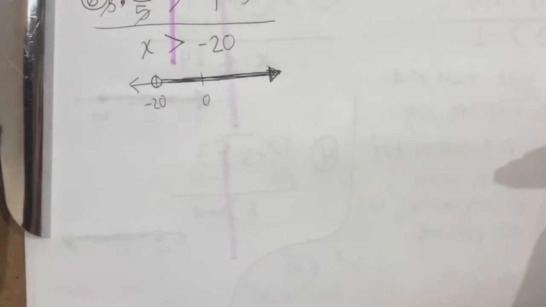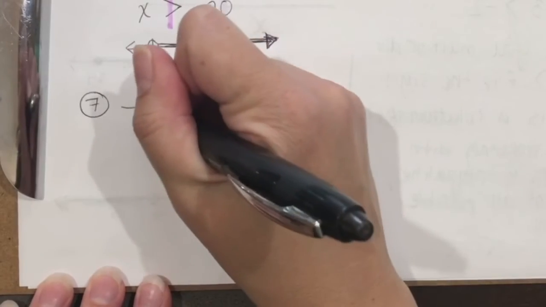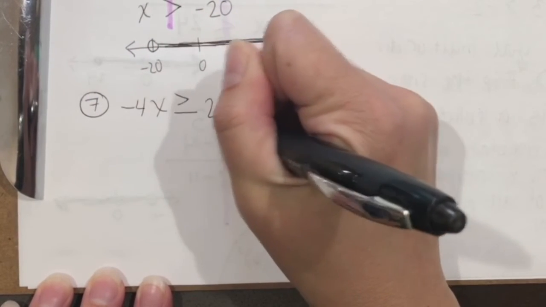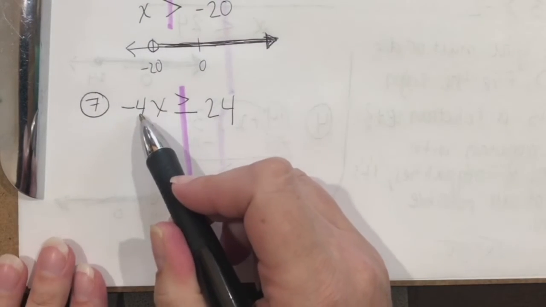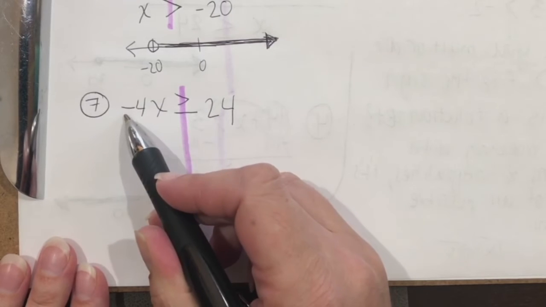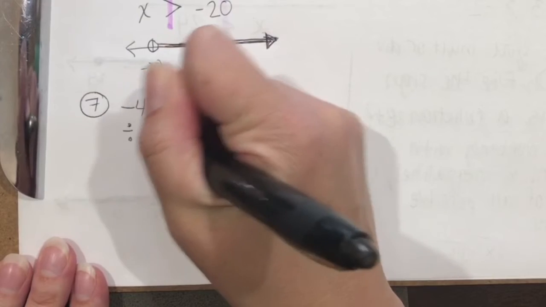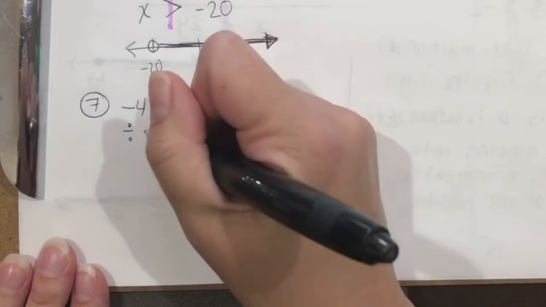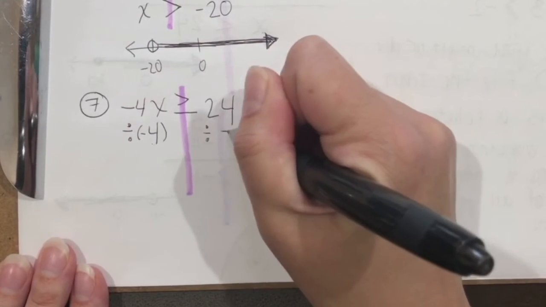Let's do number 7. Negative 4x is greater than or equal to 24. So we have 4 sets of x, and it's negative. We're going to divide by 4. And since this is negative, we're going to divide by negative 4. We've got to do it to both sides. Divide by negative 4.